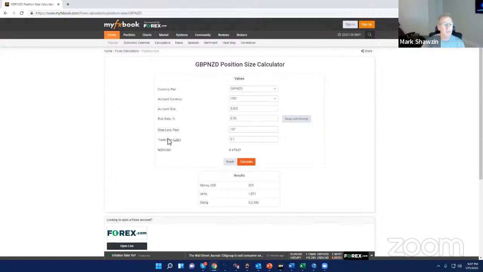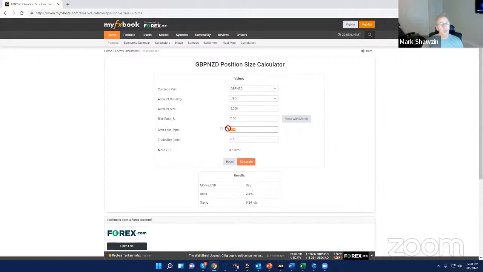So one lot equals 100,000, so 0.1 is 10,000 units. And so basically, if you had 2 mini lots, you could risk 0.5% and you'd only lose 25 bucks on this trade, even with the 187 pips. So I don't even know if that looks right. Let me just change this parameter to, yeah. Okay. So this tells you, if your stop loss is 154 pips, you can put 0.24 mini lots.